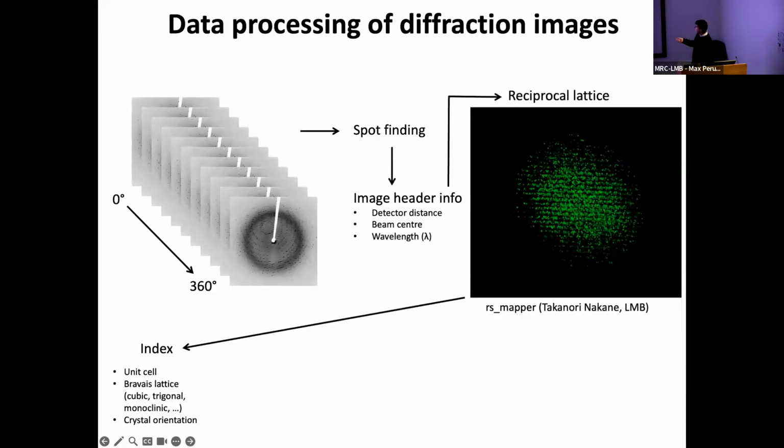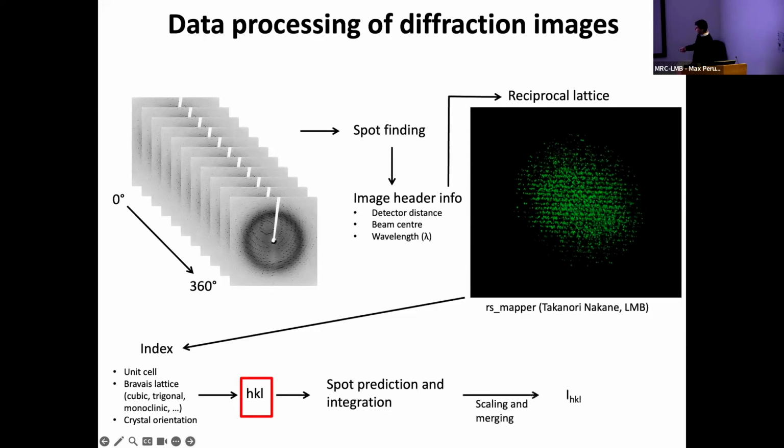Once you have all this information, you can start to predict where the spots are. You can start to pick them automatically with the software. Of course, now you already have your HKLs. You can do the spot prediction. Once you find the spots, you can integrate them, which is going to give you the intensity. You have to do some scaling and merging. I'm not going into details, but you will get the intensity of each spot, of each structure factor, and the square root of the intensity is going to give you your amplitude. So now for each of these spots, you're going to know the HKL number and the amplitude.